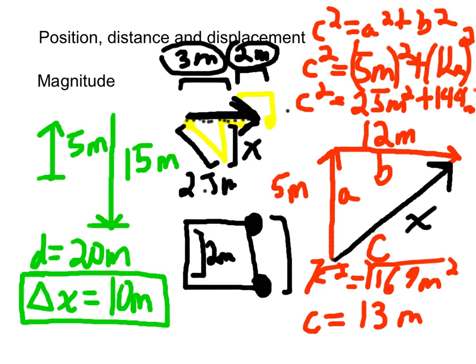Alright, something you may want to know. This is really the only math-intensive type of problem on tomorrow's quiz. However, on tomorrow's quiz, you are not allowed a calculator. I repeat, you are not allowed a calculator. So you might want to practice the Pythagorean theorem, c squared equals a squared plus b squared, on a few triangles. So maybe make up your own a and b side and see what c would be. Alrighty, that's it for position, distance, and displacement.